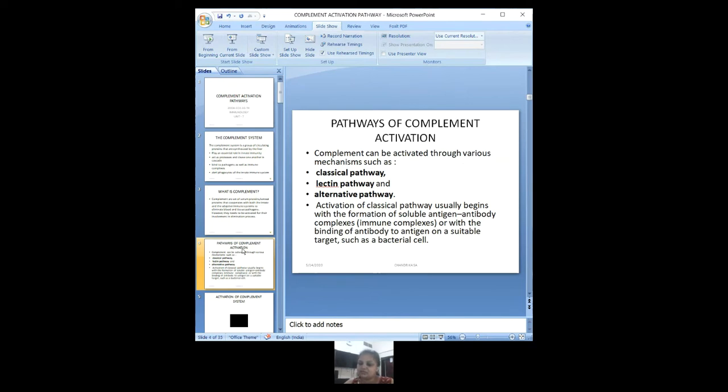The end result of all is a massive amplification of the response and activation of the cell-killing membrane attack complex. So at the end of all the three pathways, the membrane attack complex is formed. This membrane attack complex forms holes in the bacterial cell wall, and it brings about lysis or degranulation or phagocytosis, depending on through which pathway it acts.